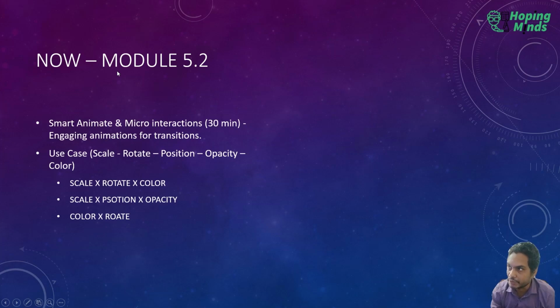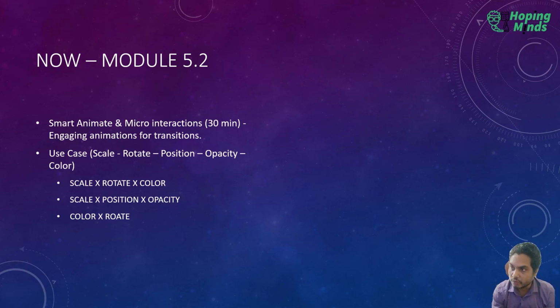And now in this current chapter we are going to learn about smart animation, micro interaction, engaging animation of transitions. We are going to learn with three simple use cases: scale, rotate, and change of color. Scale, position, and opacity. So we will change the scale, the position, and the opacity. We'll also work on changing the color, and while the color is changing, the object will also rotate.